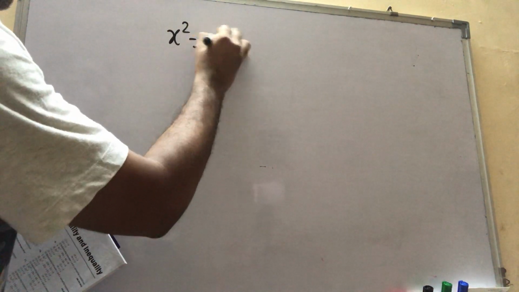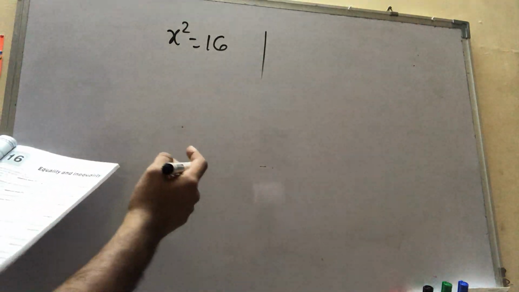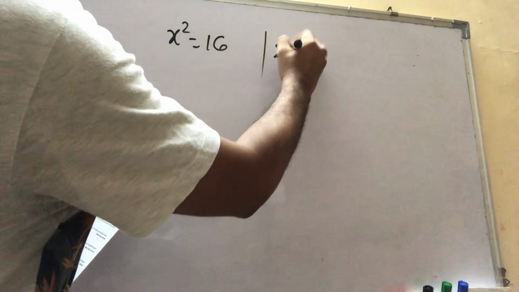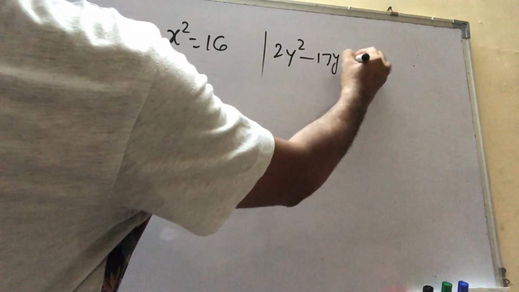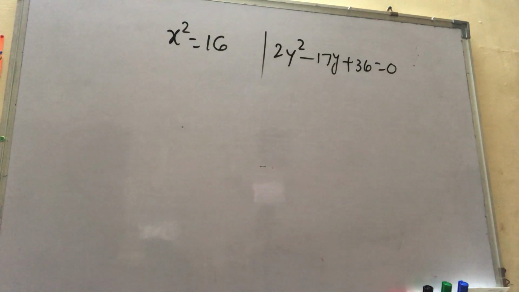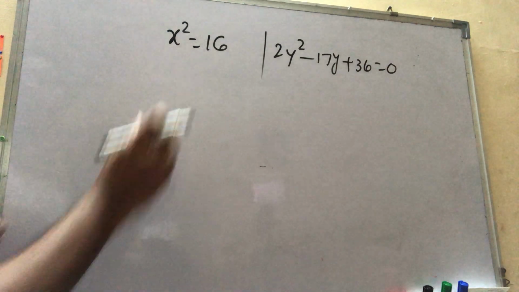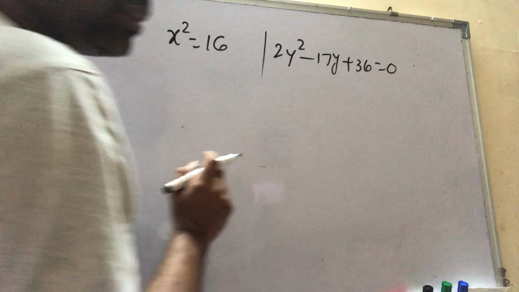X square is equal to 16 and 2y square minus 17y plus 36 is equal to 0. X square is equal to 16, 2y square minus 17y plus 36 is equal to 0.